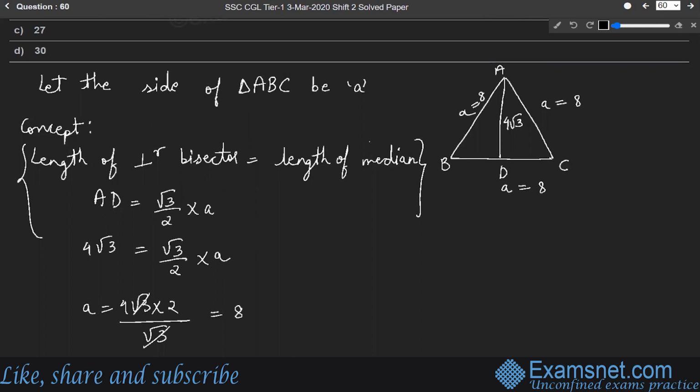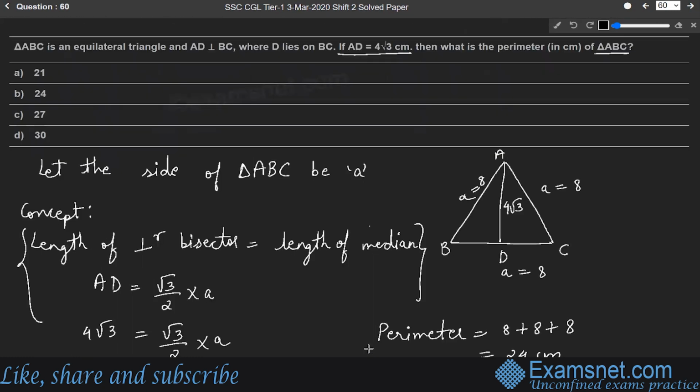Now what we have to do is we have to find the perimeter. What is the perimeter for an equilateral triangle? Sum of all the sides. It means 8 plus 8 plus 8, which gives 24 centimeter. So the perimeter of this triangle is 24 centimeter. And hence the correct option will be option B here.